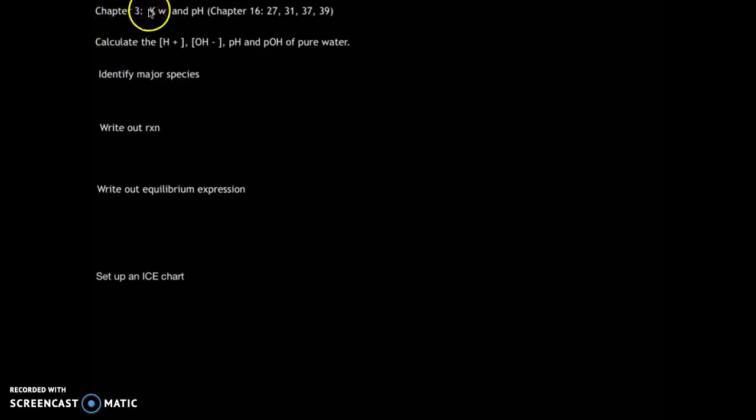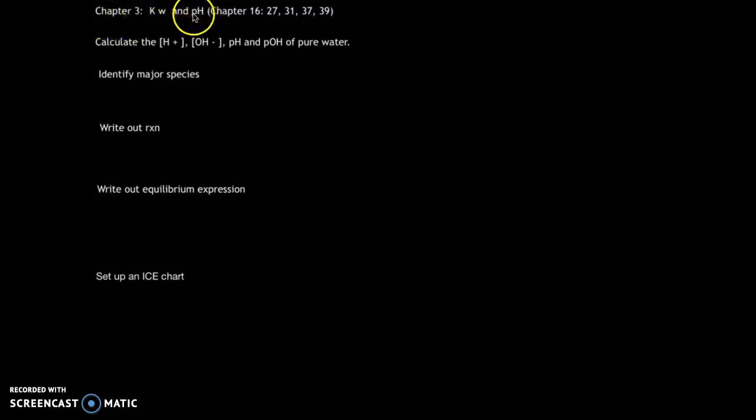Okay, this chapter is titled KW and pH. These things right here are the problems from the book, the one that's collecting dust and cobwebs in your room. Those are the problems you will do to practice this type of problem. So KW, well, K is equilibrium constant, like we know already, and the W stands for water. So this is the equilibrium constant for water. It actually is going to stand for the autoionization of water, and we're going to calculate the pH of water.